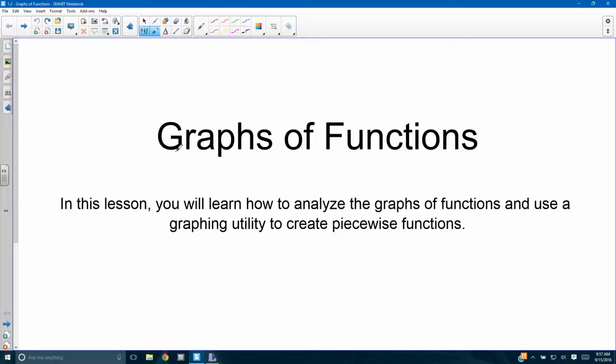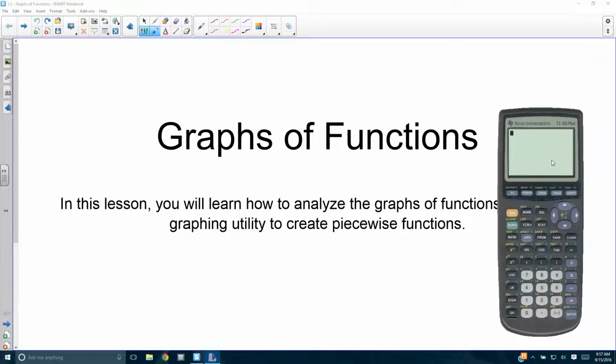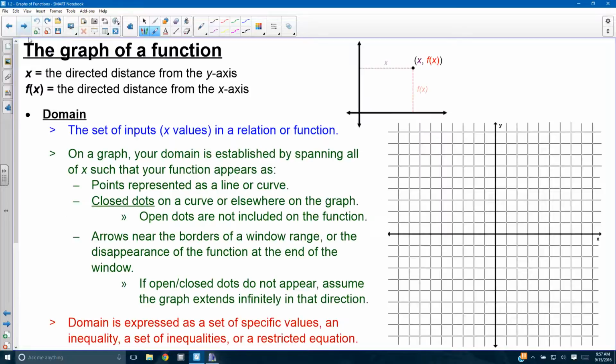Hello and welcome. This video is on graphs of functions. In this lesson, you will learn how to analyze the graphs of functions and use a graphing utility to create piecewise functions. My graphing utility, as always, is this digital TI-83 graphing calculator.